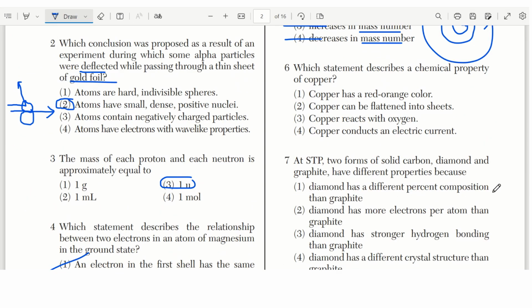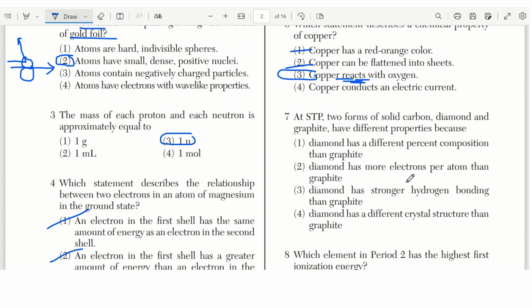Number 6, which statement describes a chemical property of copper? A chemical property is something where I have to try and force it into a chemical reaction in order to identify it. So copper has a red-orange color? Nope. Copper can be flattened into sheets? Nope, that's malleable. Copper reacts, oh, look at that keyword, react. That's a chemical property, okay? And copper conducting electrical current is just another physical property.